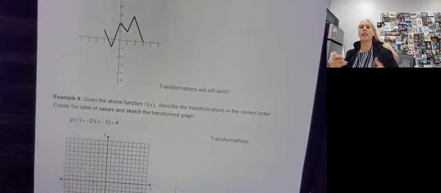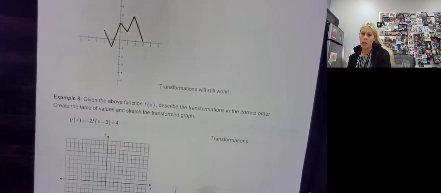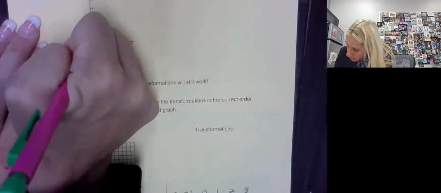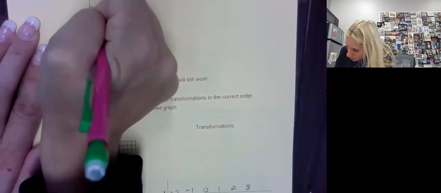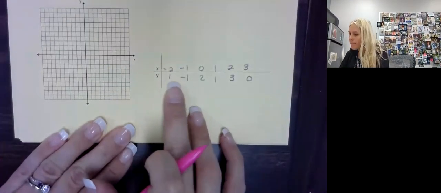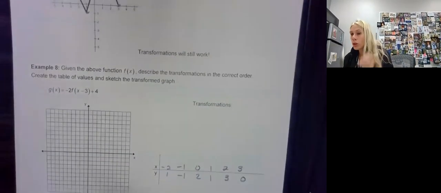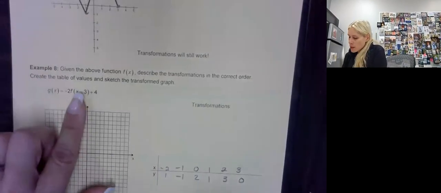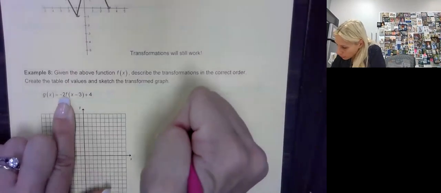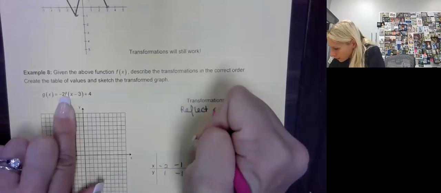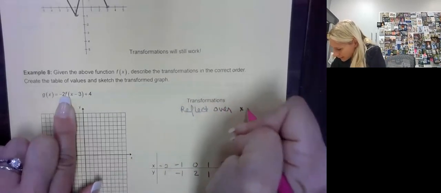Whew. Okay, now this is going to be our parent function. It's not our normal equation, but it still works. Now, how do I do that? Well, what I did is on my table I took all of these coordinates that I know it goes through. Okay, all of these coordinates right here. And I put it in my table. So at -2, it's at 1. At -1, it's at -1, 0, 2, 1, 1, so on and so forth. We can still do transformations just like this, okay? So let's talk about what happens here. We're going to reflect across, or over the x-axis.